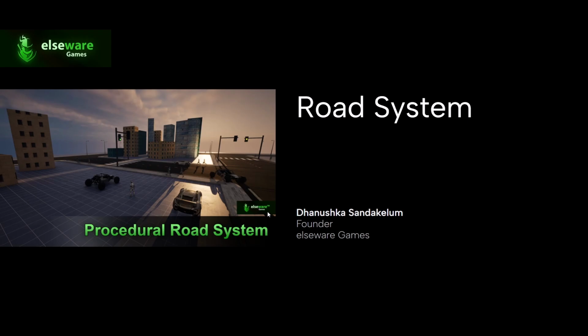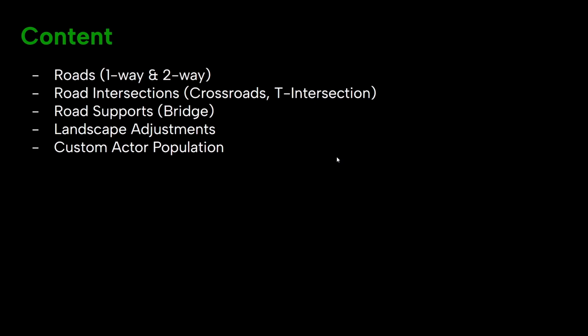Okay, so let's see how we can construct a road network system by using the procedural road system. In this session, we are going to look at the different types of roads that we have. Currently we have one-way and two-way roads. And then we are going to connect those multiple different nodes using road intersections. So we have crossroads, T-intersections, things like that.